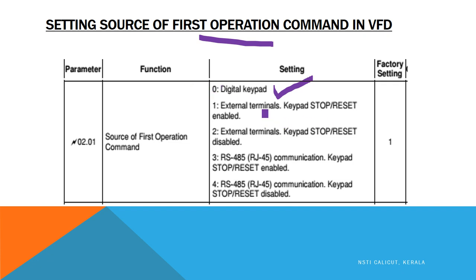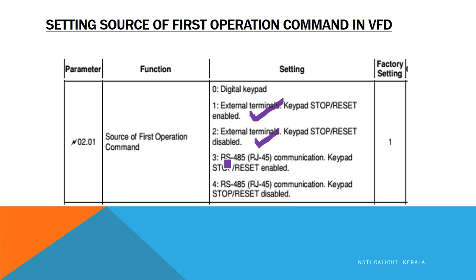The next option is the external terminal. There are digital input terminals available, which are known as external terminals. Maybe we will be connecting push buttons. So external push buttons can be connected to start the motor. And it has two options: stop reset enabled and stop reset disabled. In the external terminal, it can be stop reset disabled also, only for the starting operation. If stop reset is enabled, it can be stopped also. If it is stop reset disabled, it means it cannot be stopped from the external terminal. We have to use some other methods.